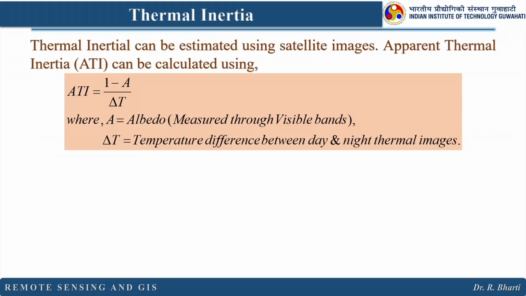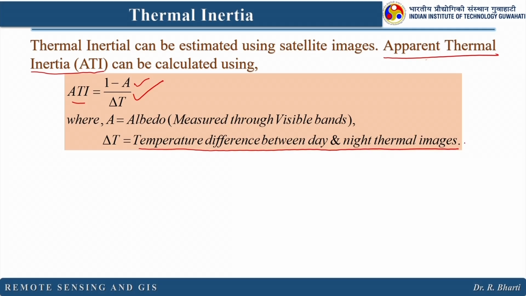So how do we calculate this thermal inertia? A very generic formula, known as apparent thermal inertia, can be calculated using satellite images, and this is for initial assessment. Remember, ATI, that is apparent thermal inertia value, is equal to 1 minus albedo divided by delta T. Delta T is the temperature difference between day and night thermal images.